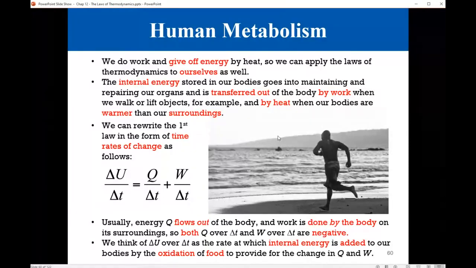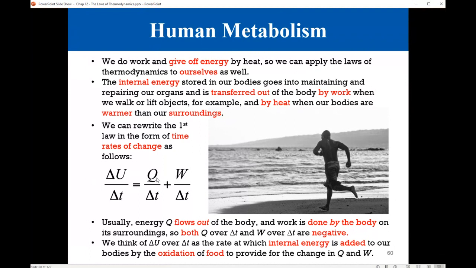We move on to another interesting topic, the human metabolism. Here we think of the human system as a thermodynamic system. Like any thermodynamic system, the relationship between delta U, Q, and W is governed by the first law of thermodynamics.